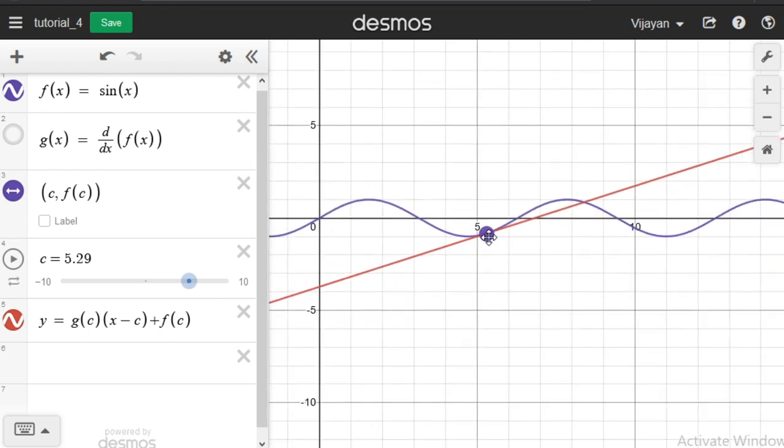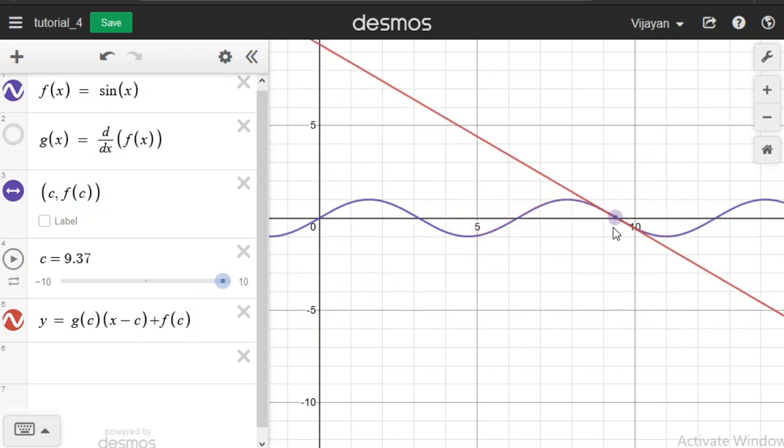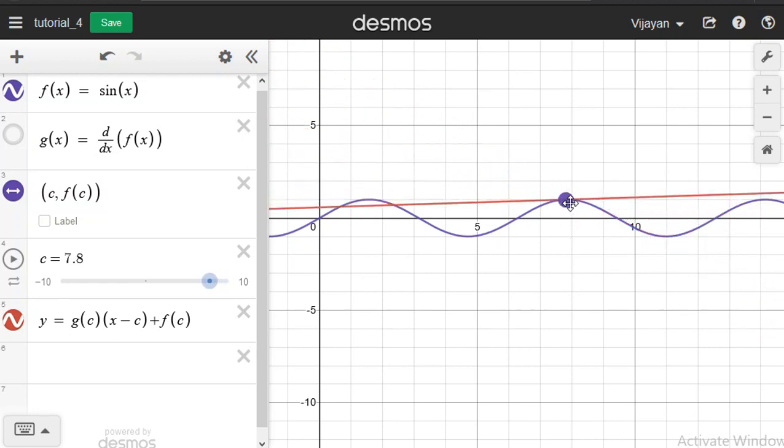Now this portion has the slope of the tangent as positive, and this portion has the slope of the tangent as negative. When the slope of the tangent is positive, we can say that the function is an increasing function, and when the slope of the tangent is negative, we can say that the function is a decreasing function. So this is how the increasing and decreasing functions can be determined. If the tangent is parallel to the x-axis, that means the slope is 0.